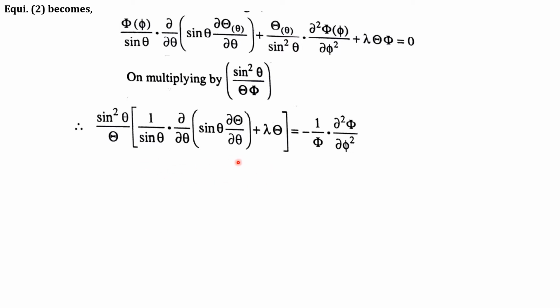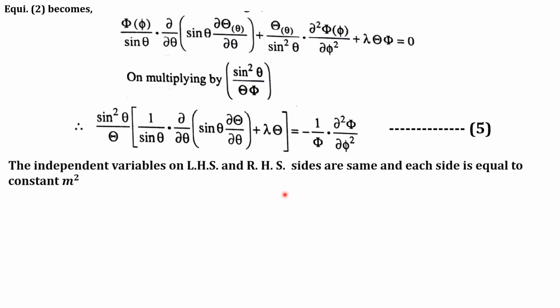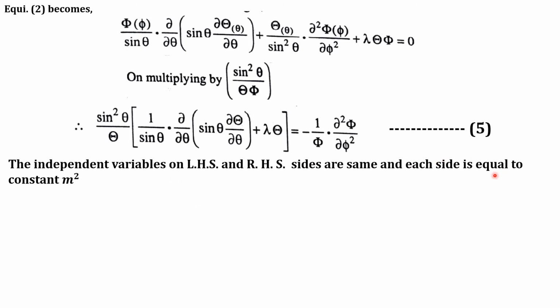That equation shows that one side depends only on θ while the other side depends only on φ. Therefore, since θ and φ are independent variables, each side must be equal to some constant. We write that constant as m². Two independent terms must be equal, therefore each side must be equal to the constant m².